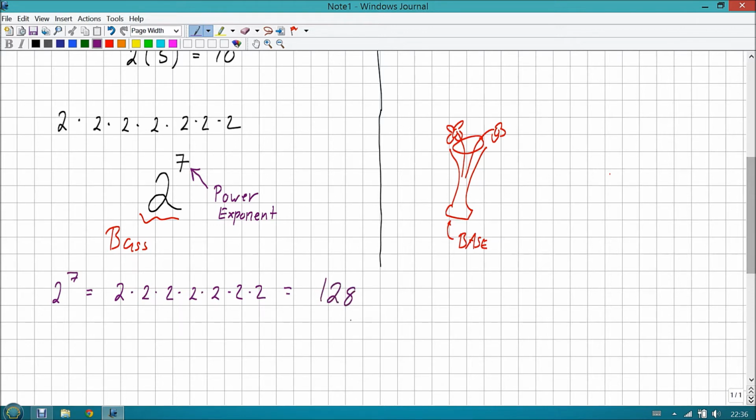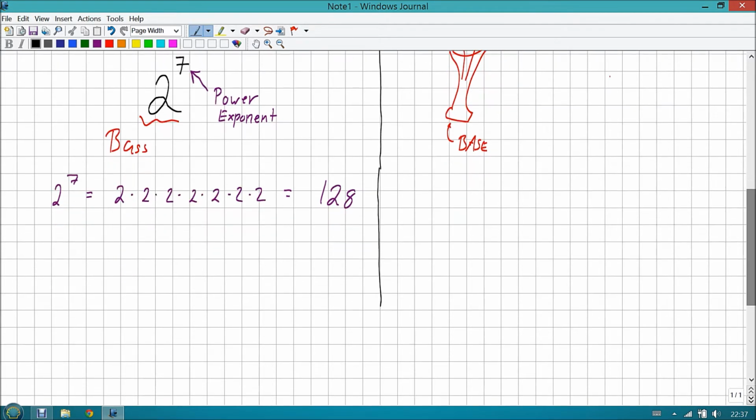But a lot of times we won't know what the base is, or we won't know what the exponent is, in which case we would have x's in those positions. Which means that we still need to learn the basics. And the basics are, this is the base, that's the power, the base goes on the bottom, the power goes on top, the power represents how many times the base multiplies itself. Okay.